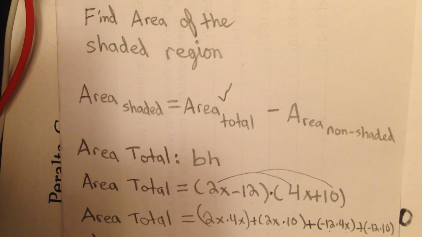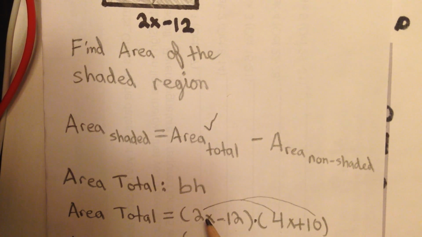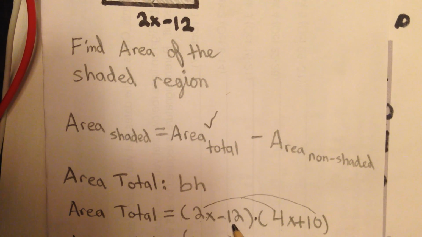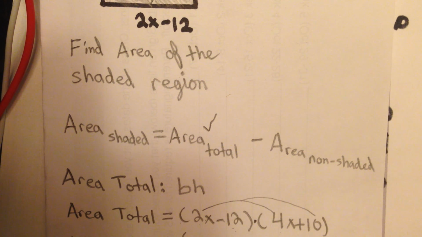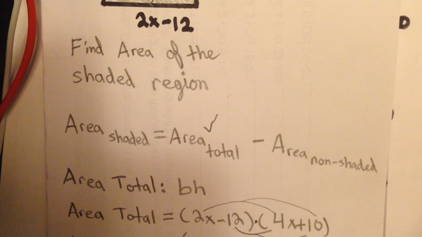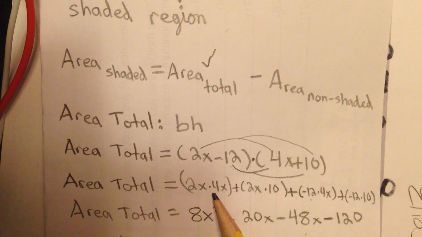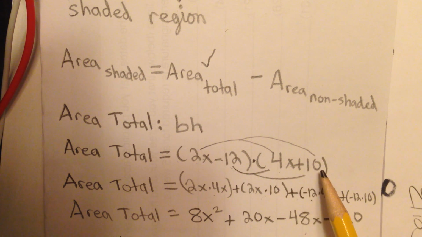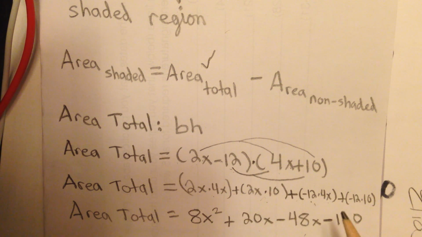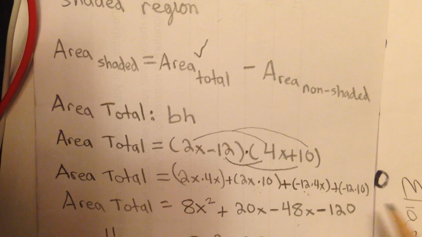The dot means multiplication. So we have to use the distributive property: the first term must be multiplied by both the first and second terms of the other factor, and the second term in turn must be multiplied by the first and second terms of the height. So for area total, we distribute 2x times 4x, add to that 2x times 10, add to that negative 12 times 4x, and add to that negative 12 times 10.